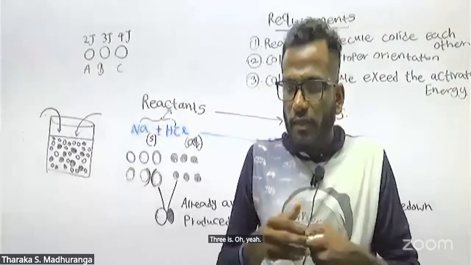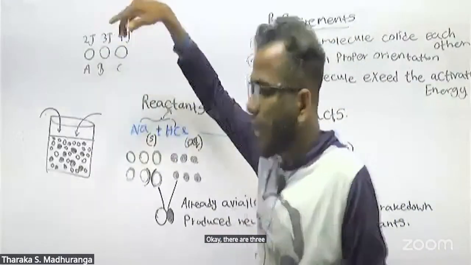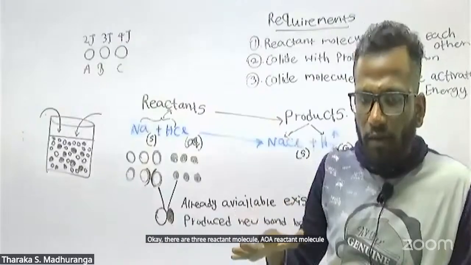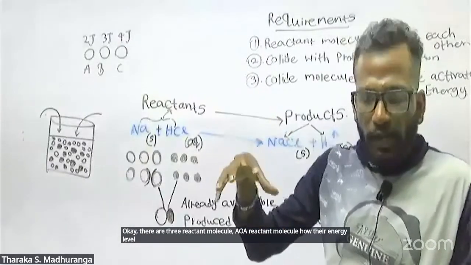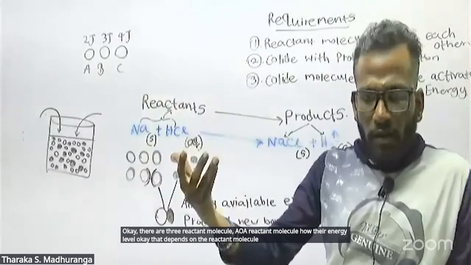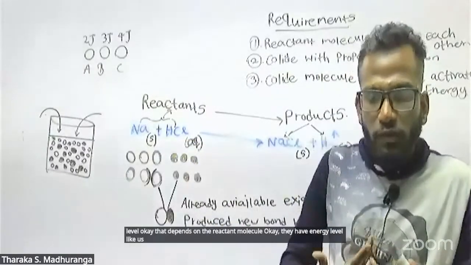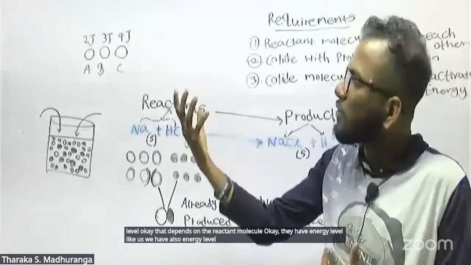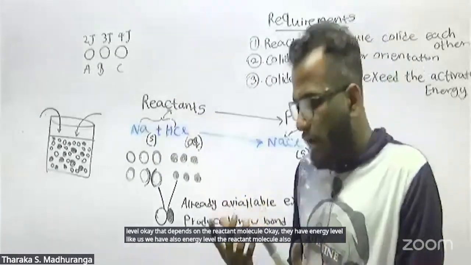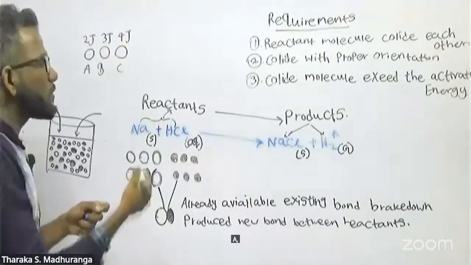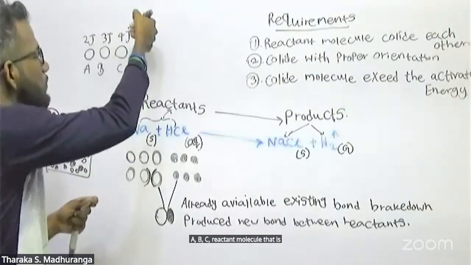Okay. There are 3 reactant molecules. Every reactant molecule has its own energy level, that depends on the reactant molecule. They have energy levels like us. We also have energy levels; the reactant molecules also have energy levels. Now, these A, B, C reactant molecules: that is 2 joule, that is 3 joule, that is 4 joule.